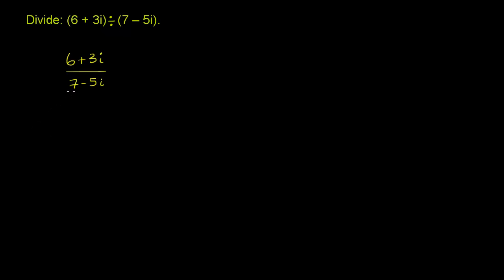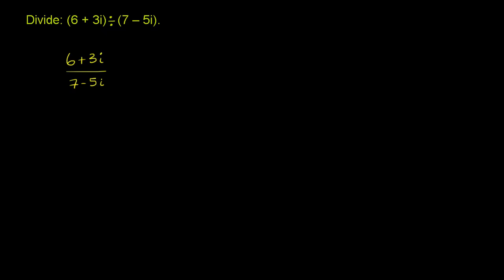Well, we have a tool in our toolkit that can make sure that we don't have an imaginary or a complex number in the denominator. And that's the complex conjugate. If we multiply both the numerator and the denominator of this expression by the complex conjugate of the denominator, then we will have a real number in the denominator.